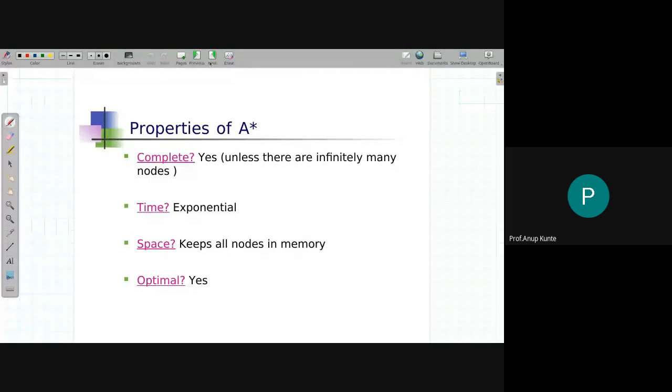The time for the A star algorithm is exponential. The space complexity: it keeps all the nodes in the memory, so it is not good with respect to space complexity, as was the breadth first search algorithm.